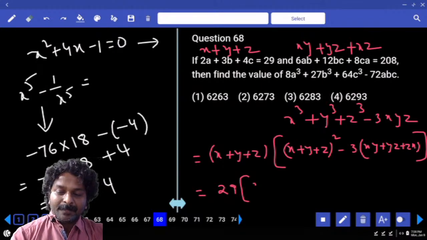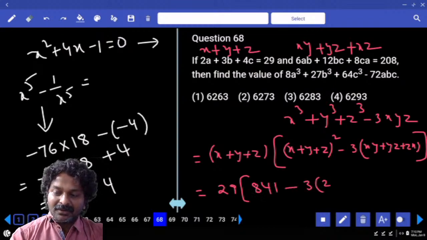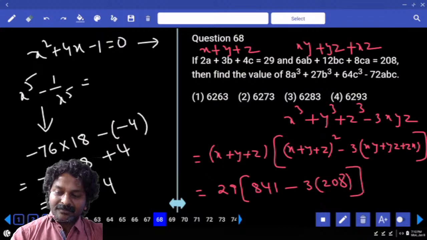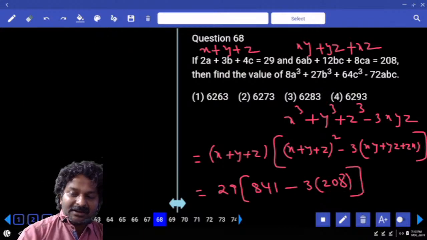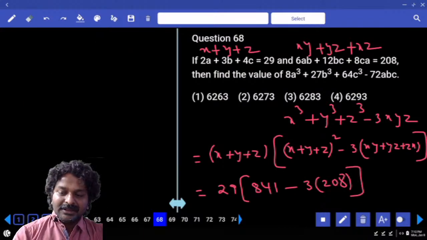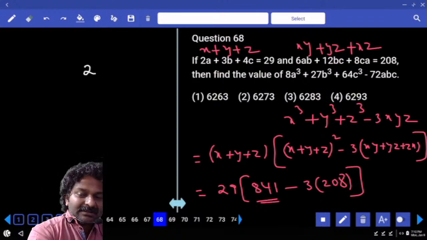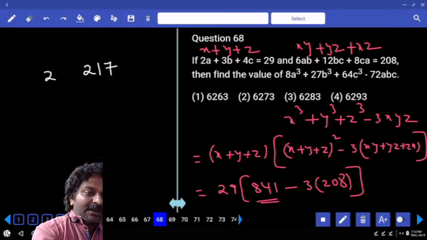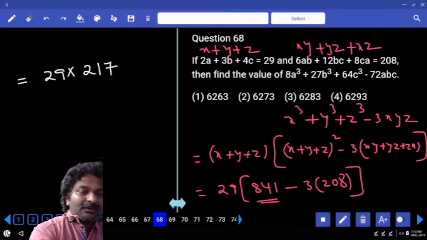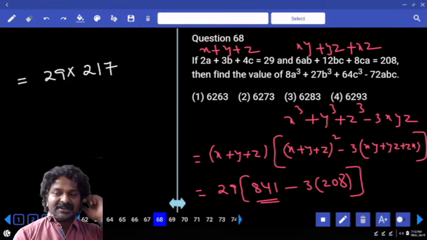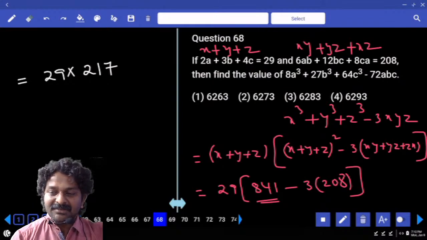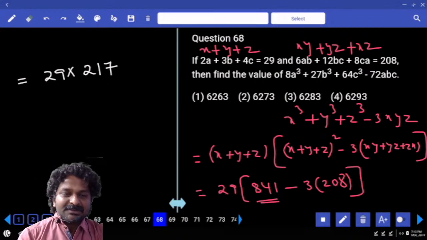29 square is 841. 3 times of 208, how much is that? 624. If you subtract 624 from this number, 6 1 2 1 7 29 into 217. Answer must end with 3. All possibilities are there.